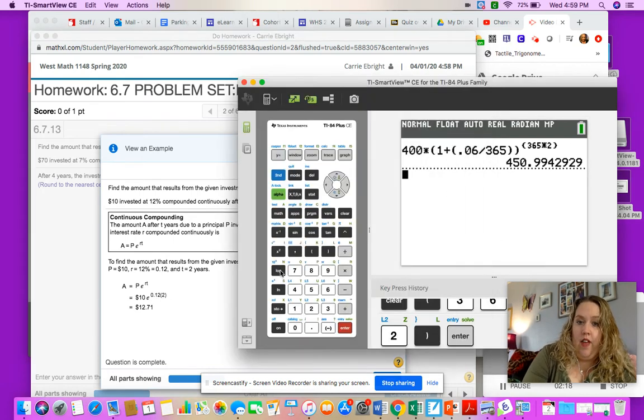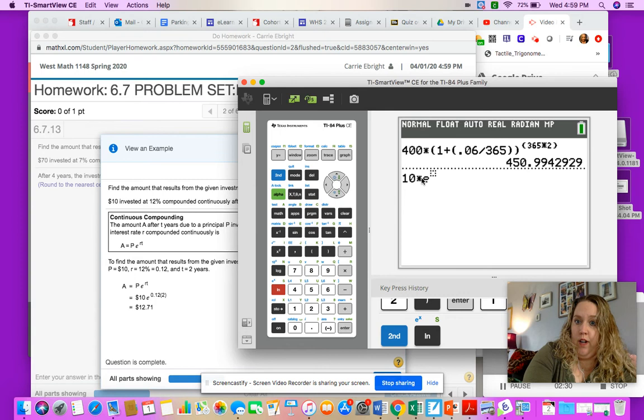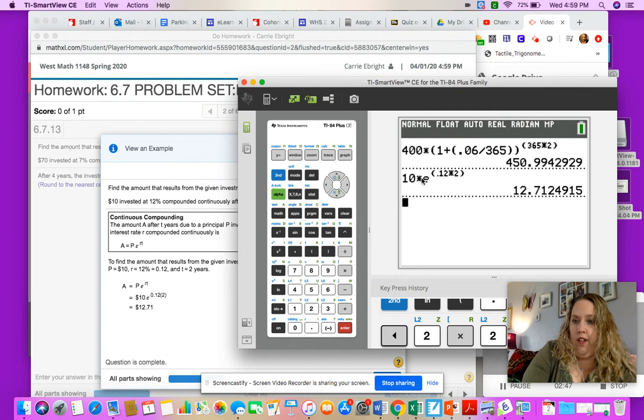So typing that in, it's going to be 10 times. Now to get e on your calculator, it's second ln, so second natural log. So it brings up e. Sometimes it'll bring up with the pretty print up there. Sometimes it'll have parentheses. I like to use parentheses still. So it's 0.12 times 2. And ta-da, we get the same answer as I got.